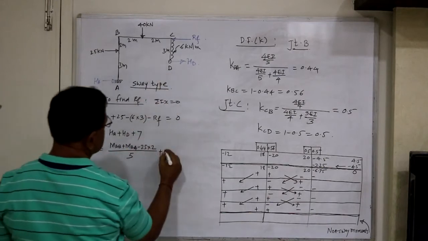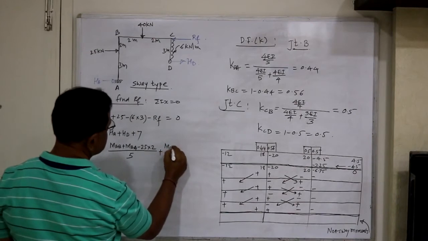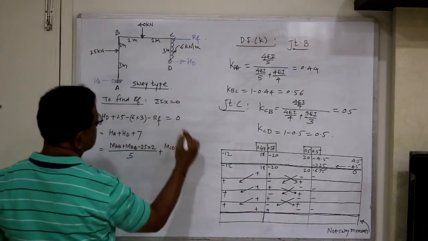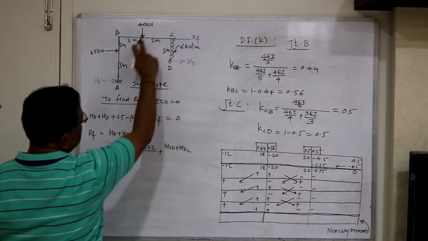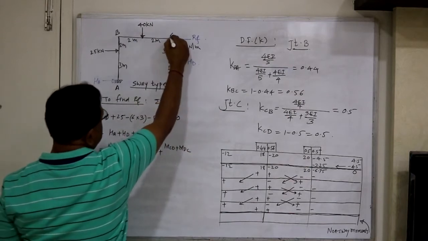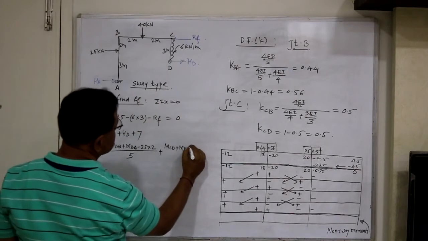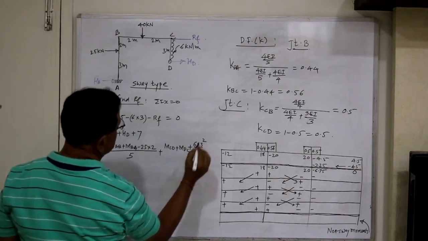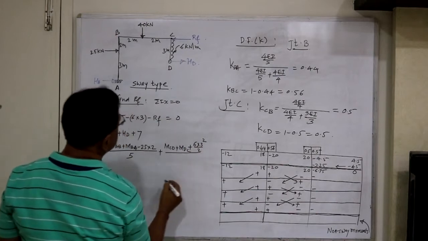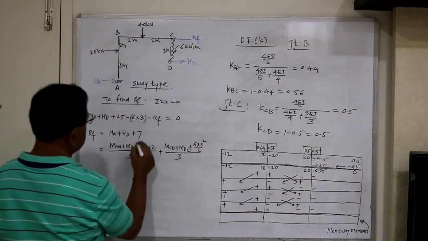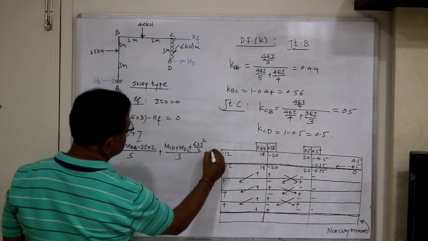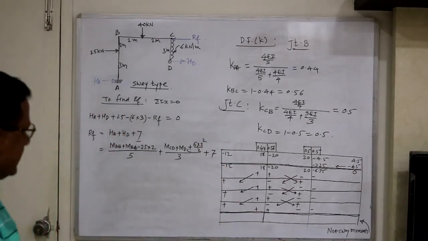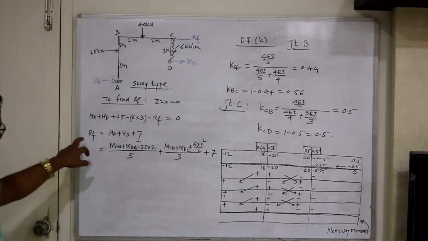Now HD, sum of column end moments, MCD plus MDC. Now there is a load on the member and the moment due to load about C is clockwise. So this is plus 6 into 3 square upon 2. And this divided by height of the column, that is 3. And this plus 7 is there. So now it's very simple writing down this equation to find out RF.